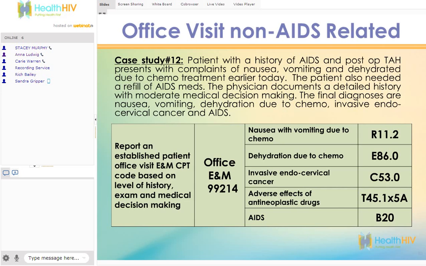They had an adverse effect of the cancer drugs. That's your T45.1X5A. And the last two, which you only see one here, B20 for the AIDS. And then there's a prescription refill code. And I'll remember it off the top of my head, but it should be at the end on some of the other slides.